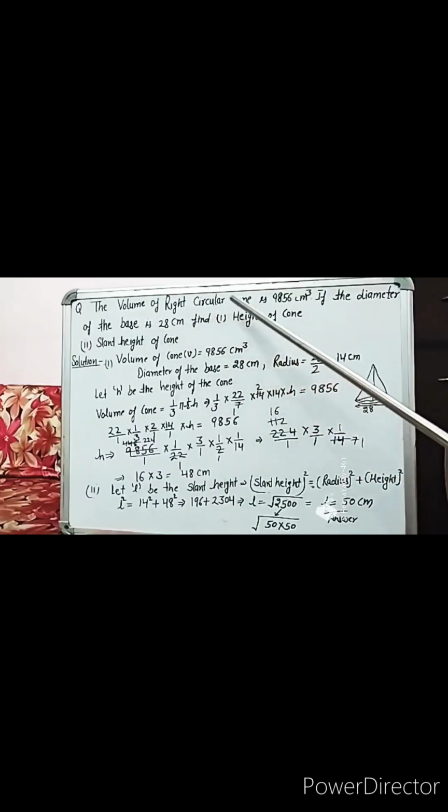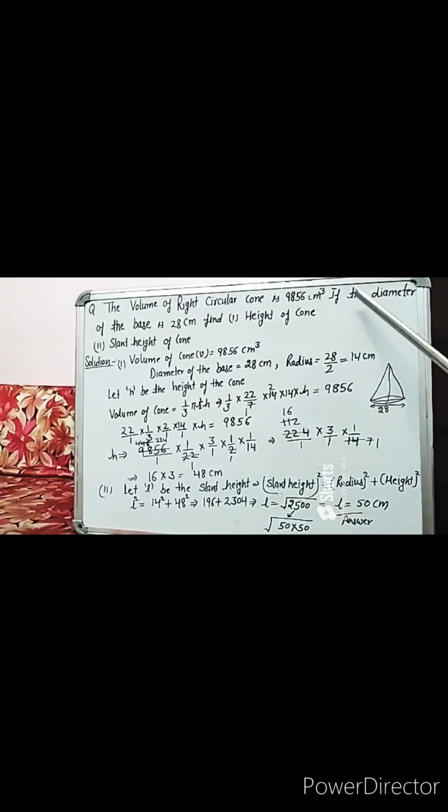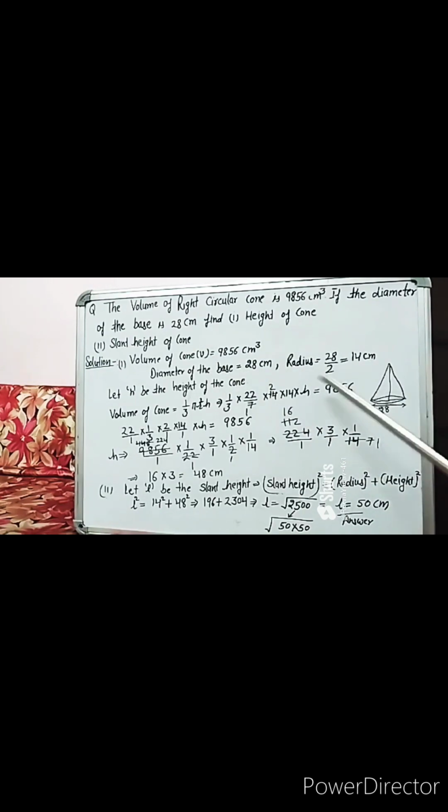The volume of a right circular cone is 9856 centimeter cube. If the diameter of the base is 28 centimeter, find the height of the cone and the slant height of the cone. So first of all we make the diagram, and the volume of the cone is given in the question. Diameter of the base is 28, so we find the radius is 14 centimeter. Let h be the height of the cone. So the volume of cone formula is 1 by 3 pi r square h. Putting the values of pi, r and h as it is.